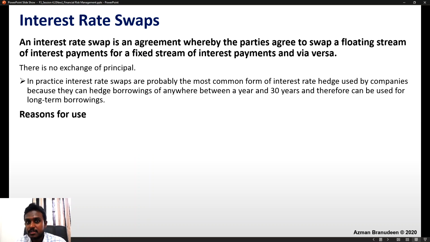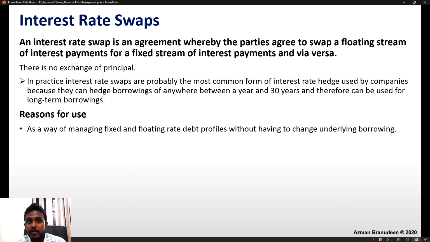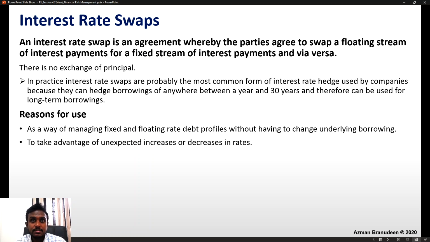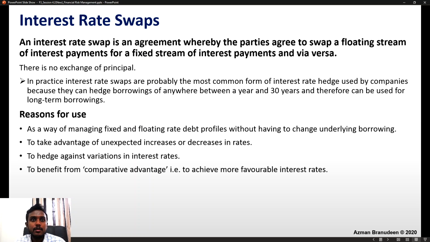Why would we use interest rate swaps? As a way of managing fixed and floating rate debt profiles without having to change underlying borrowing. To take advantage of unexpected increases or decreases in rates, to hedge against variations in interest rates, to benefit from comparative advantage, that is to achieve more favorable interest rates.